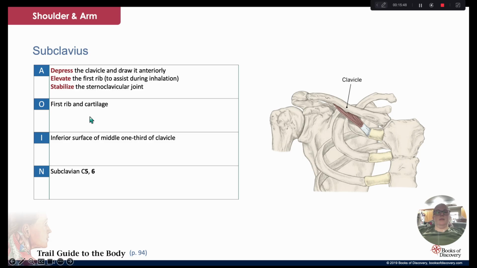All right. It originates on the first rib and the cartilage. So here's a picture here, the cartilage of that first tiny little rib. It runs up, and there's going to be that little, remember the picture of the clavicle, if I were looking up underneath it, there's that little groove. So that is called that inferior surface, or the middle 1/3 of the clavicle, right? So that's where the subclavius hangs out.